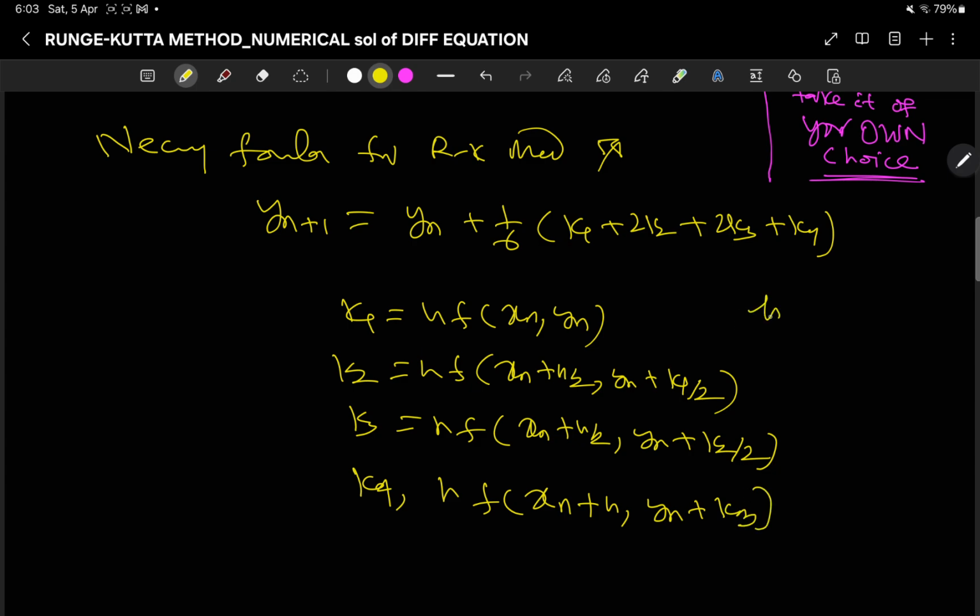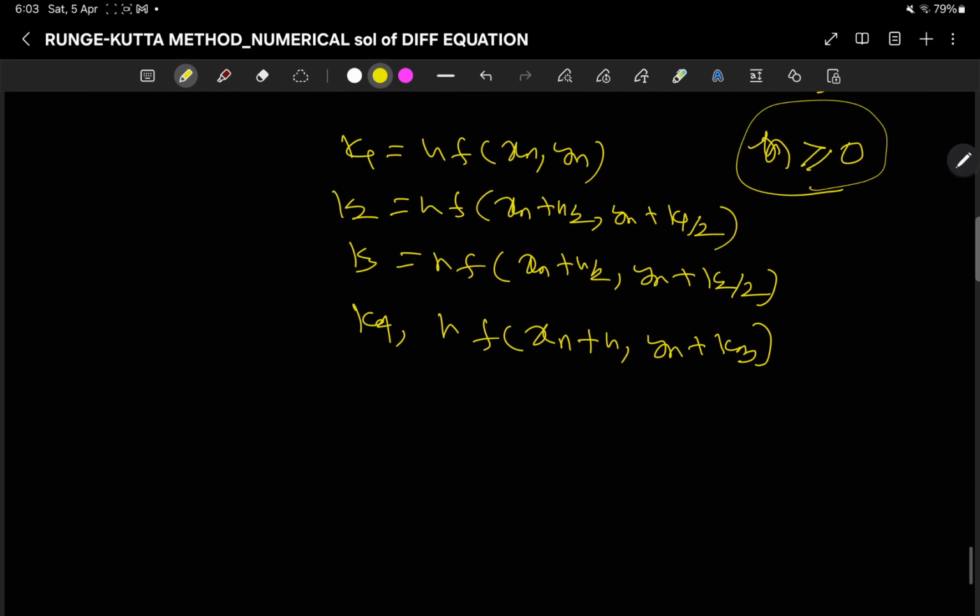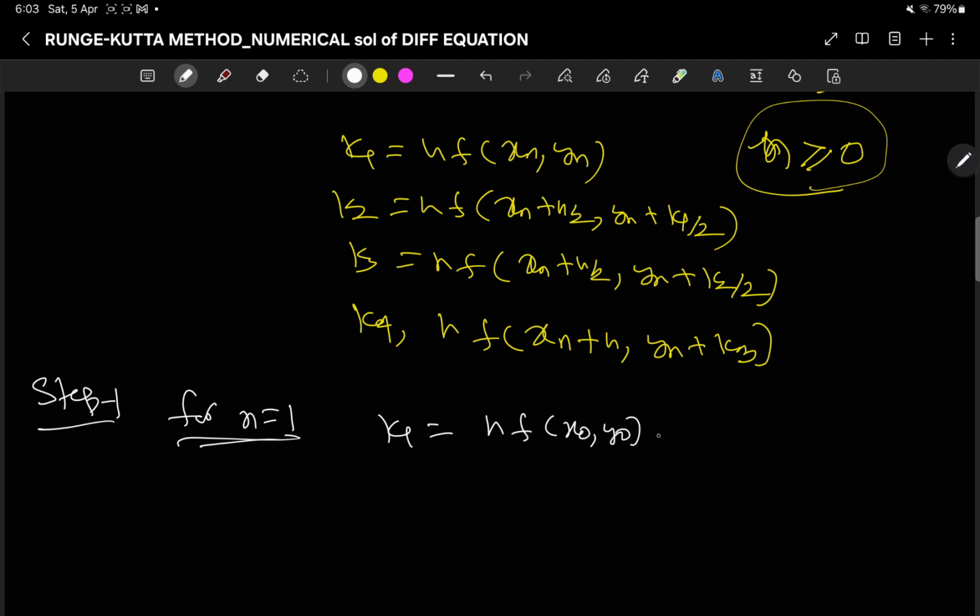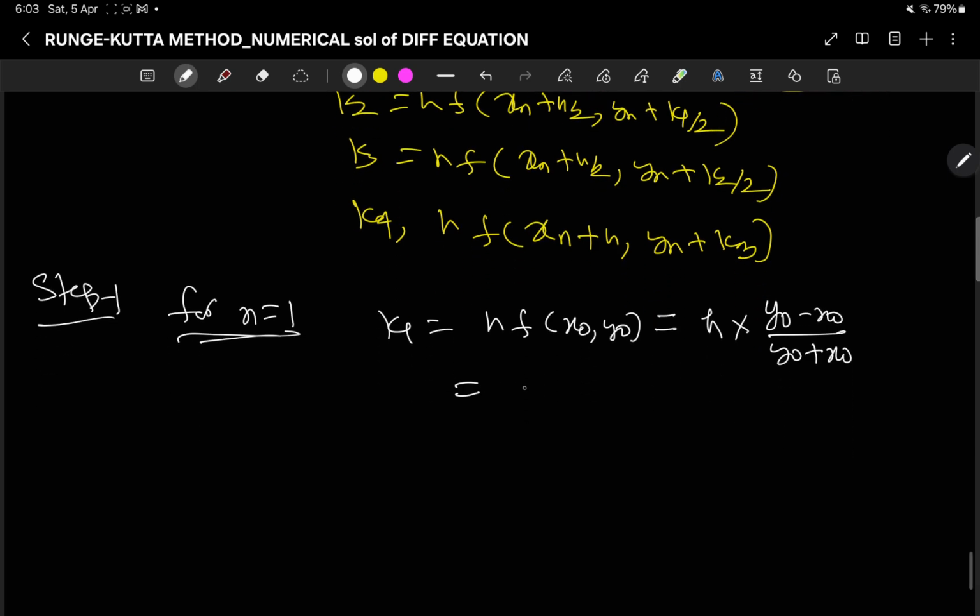So here h, n greater than or equal to 0. So coming to step 1, for n is equal to 1, what is your k1? k1 is h f(x0, y0). So this is equal to h into (y0 minus x0) by (y0 plus x0). You substitute it, it is 0.1 into (1 minus 0) by (1 plus 0). It is here 0.1. Okay.